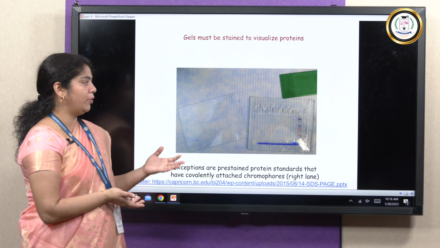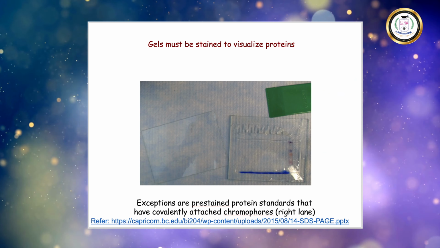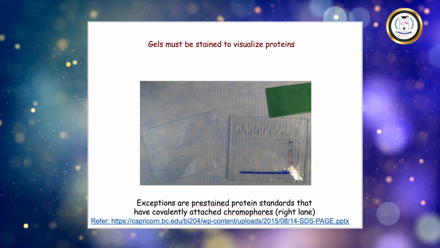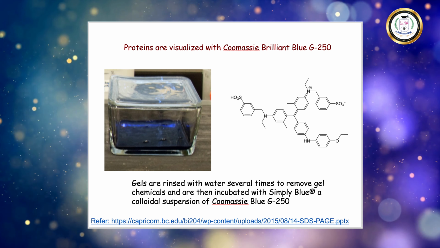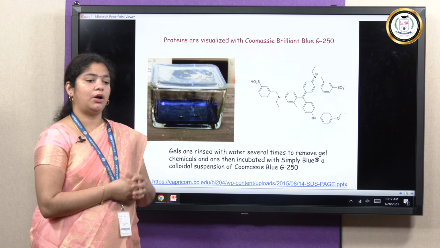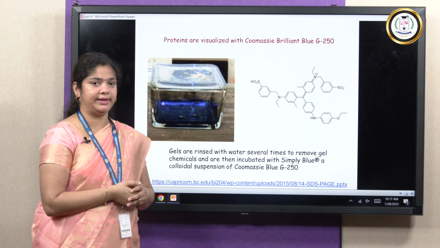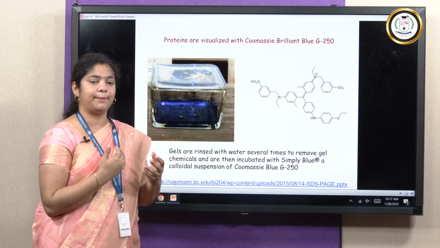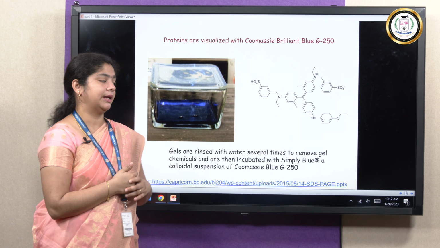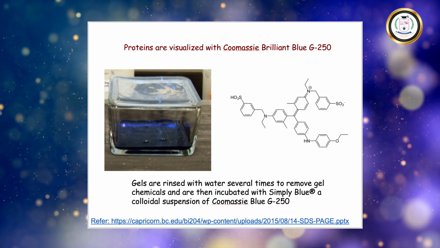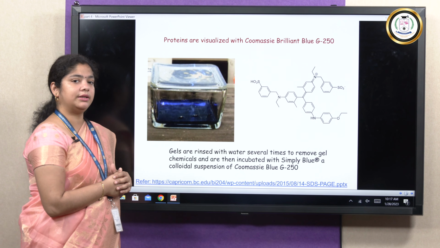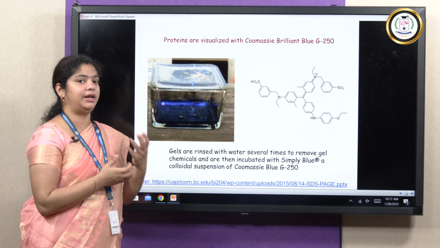Once you remove it, do not touch it with your hands, and ensure that it is cleanly placed in the beaker. Now we can see here it is incubated with Coomassie brilliant blue. To visualize the proteins, there are many staining methods, for example Coomassie blue stain and silver stain. Here I am showing you an example of Coomassie brilliant blue G250. So here the gel is incubated with the G250 dye.